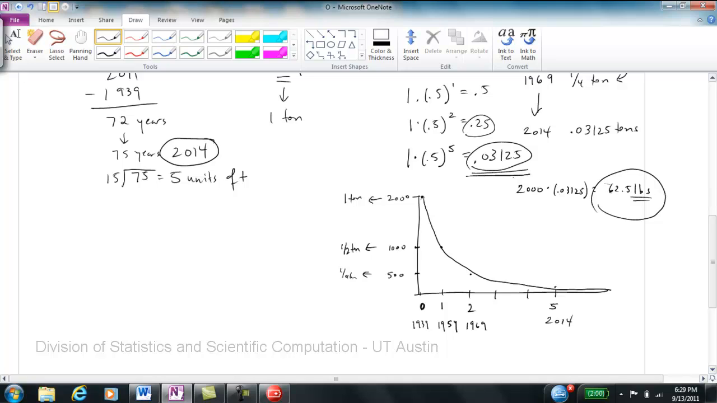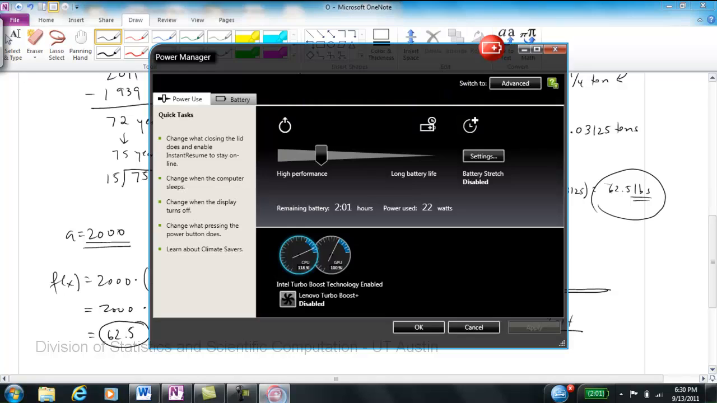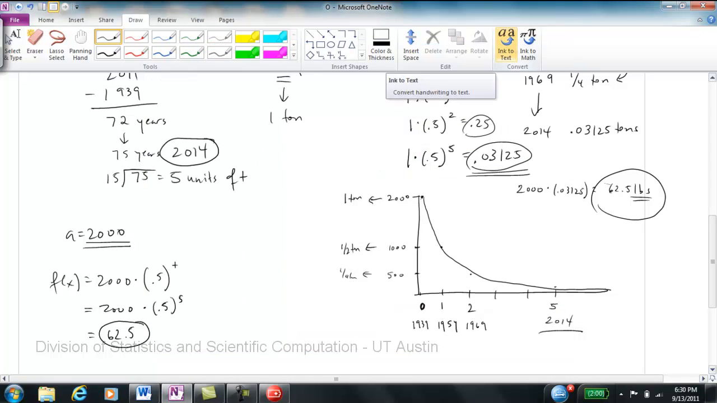But just to double check, let's see if we had done this where A was equal to 2,000 if we get the same results. Because remember, we could have done this in terms of units of pounds instead of units of tons. If that's the case, then our function would have looked like this. 2,000 times B, which again is 0.5 to the t. So let's try this for our particular time frame in 2014. 2,000 times 0.5 to the 5, and in fact that ends up equaling 62.5. So we know that we could have used this A either way and we would have been fine.